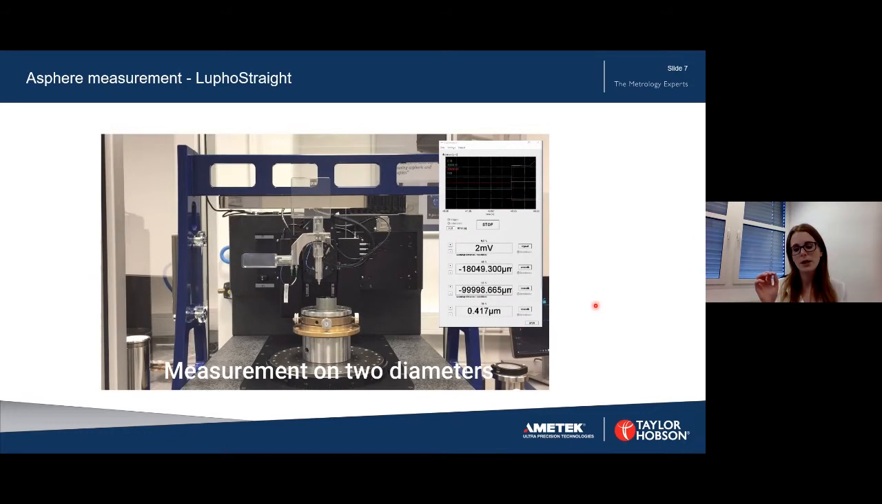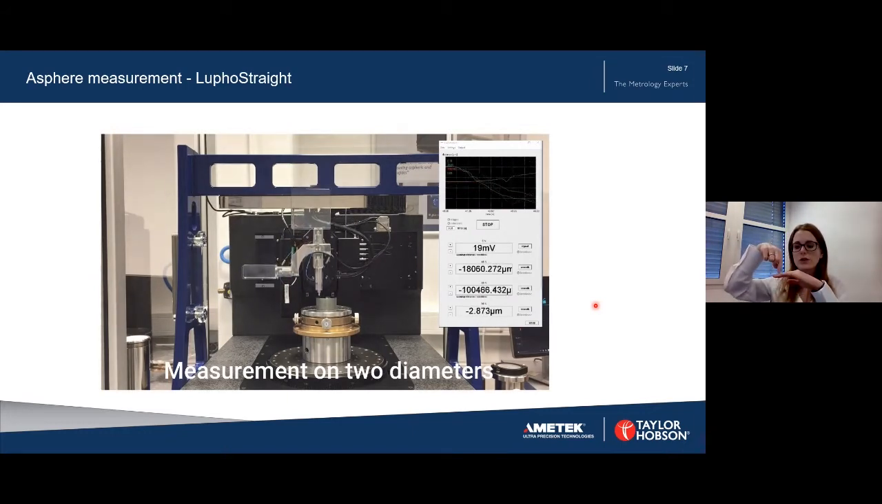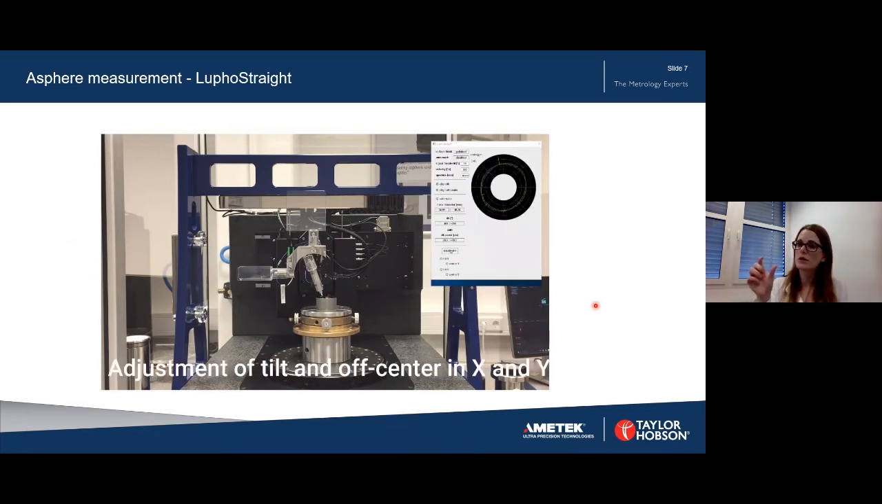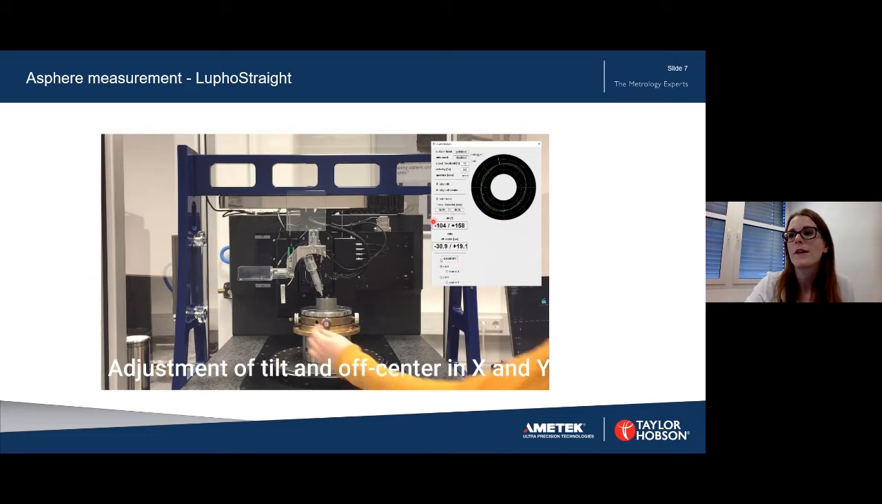And what's now happening is the software has thought about two different diameters where it's moving to. It's going to rotate the part, and out of the signal of the object probe, it's going to calculate the misalignment of the part. Because we now have the feedback from the object probe, we know the description of the part, so we can find out the tilt and off center. So you get the values here.